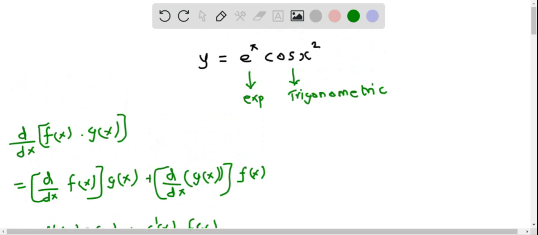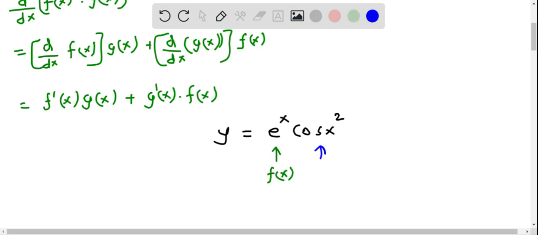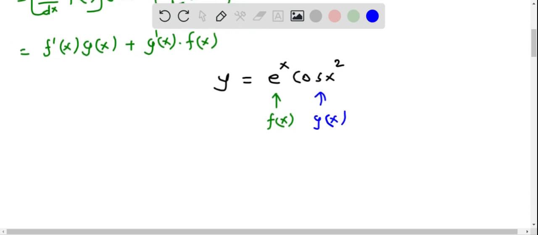Let's go ahead and apply the product rule. Let me copy the function over here. We can start from here. We have y equals e raised to the power of x times cos of x squared. I'm going to consider e power x as f of x and cos of x squared as g of x. Let's find f prime of x and g prime of x separately, and then we can substitute into the formula.